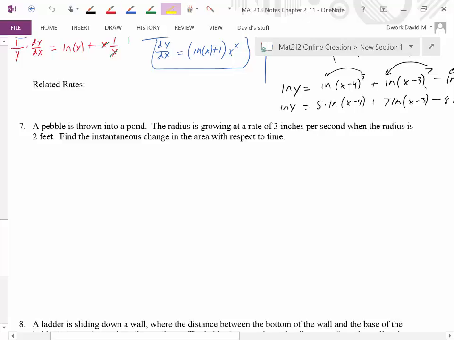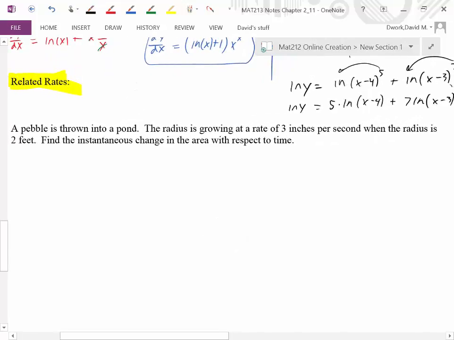All right, so the next part of the section is going to cover the idea of related rates. And related rates are, again, just implicit differentiation, but now we're going to have variables other than x and y. That may make it sound easier than it actually is. So pay attention, watch closely, but keep in mind it is just the concept of implicit differentiation. Okay, so a pebble is thrown into a pond.